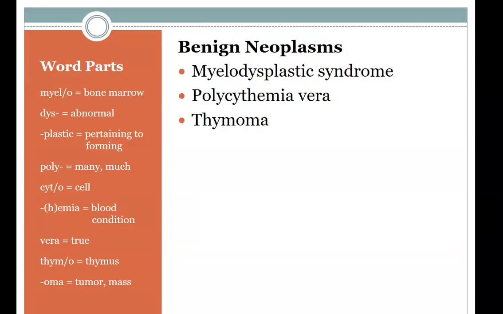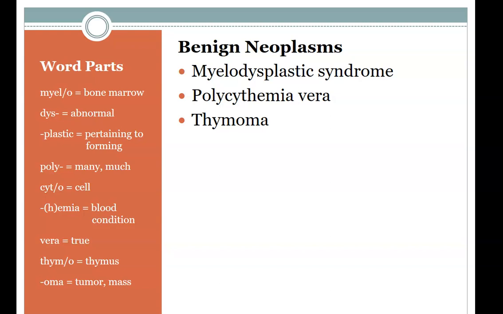Benign neoplasms. Myelodysplastic syndrome is a group of disorders that result from a defect in the bone marrow, also referred to as pre-leukemia. Polycythemia vera is a condition in which the bone marrow produces an excessive number of blood cells. The only type of benign neoplasm for the blood, lymphatic, and immune system is thymoma. This non-cancerous tumor is of epithelial origin and is often associated with myasthenia gravis.